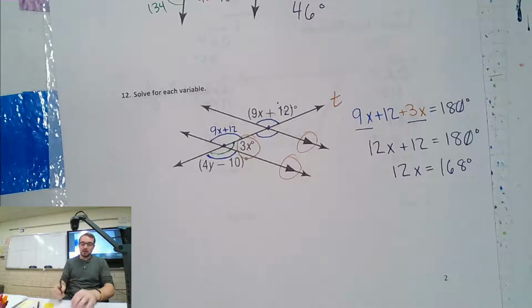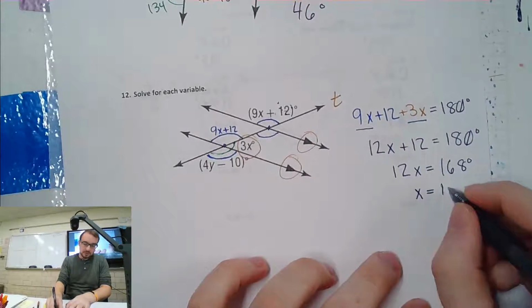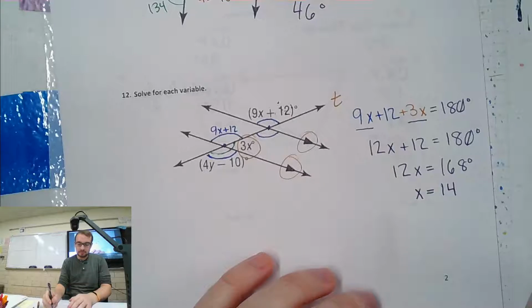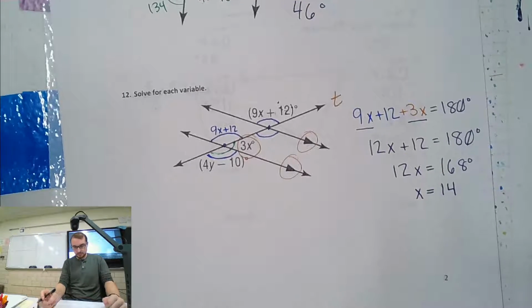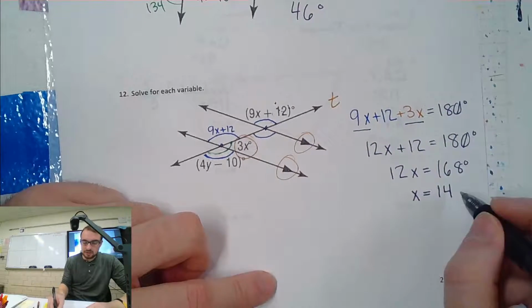Now we're here. Divide by 12. It's going to be 14 for this one. My numbers tomorrow won't be that big. You'll be all right. Hold on a second. Do I disagree with you? No, I agree with you. Okay. X is 14. That's all we need to do, solve for the variable.